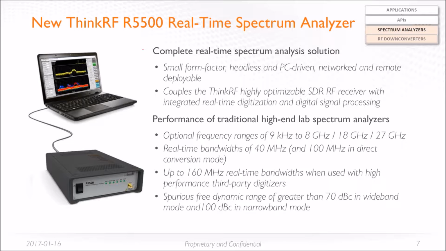The product integrates the SDR receiver with the real-time digitization and signal processing in the hardware, which can be complemented by further signal processing in your software application or in the S240. In terms of the frequency ranges, we've already covered this, but at a very high level, 9 kilohertz to 27 gigahertz, real-time bandwidths of 40 and up to 100 megahertz in direct conversion. And using external digitizers, the bandwidth can be extended to 160 megahertz.